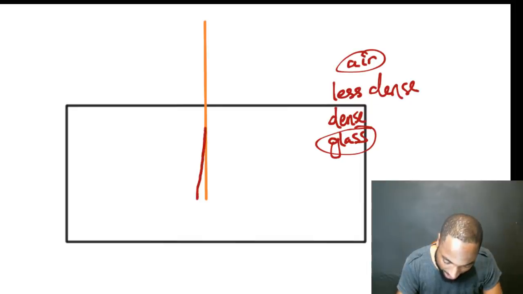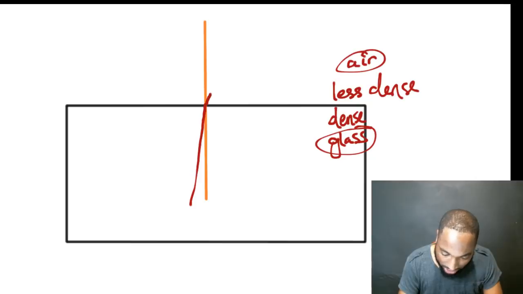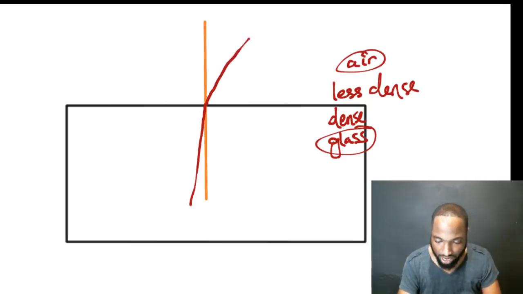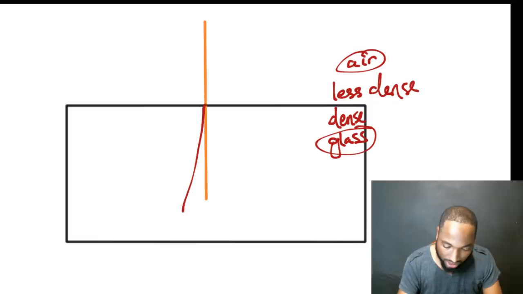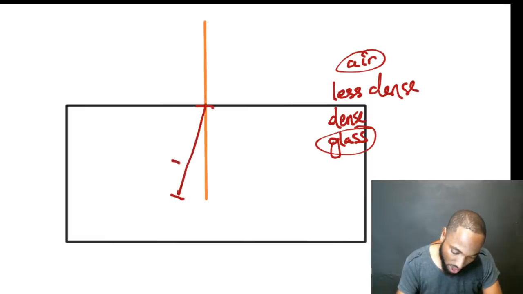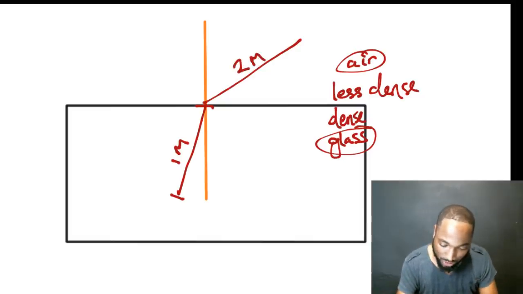If we have a little tiny angle here, it can refract too. And remember, when you're speeding up, it's bent away from the normal. Think of it like this: you have this size to fit, and this size was 1 meter. Now when it speeds up, it has a bigger size to fit. But it has to travel, so it has to lean to fit the bigger size. This is 2 meters. It covered 2 meters, whereas this one only covered 1 meter, so it gets tilted. You can think of it like that.